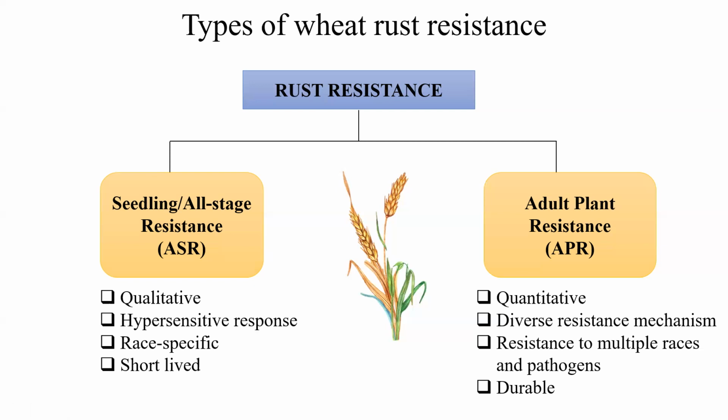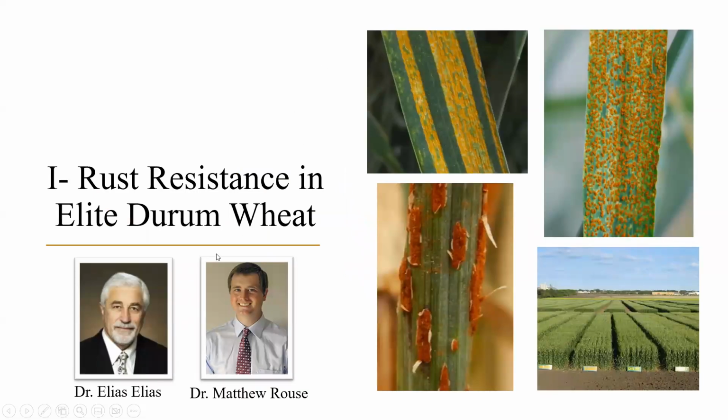So the idea here is to pyramid two types of resistance in one variety, so that we can have protection at both the seedling and adult plant stages and also have a durable type of resistance. Starting with the first part of my talk, which is on rust resistance in elite durum wheat.